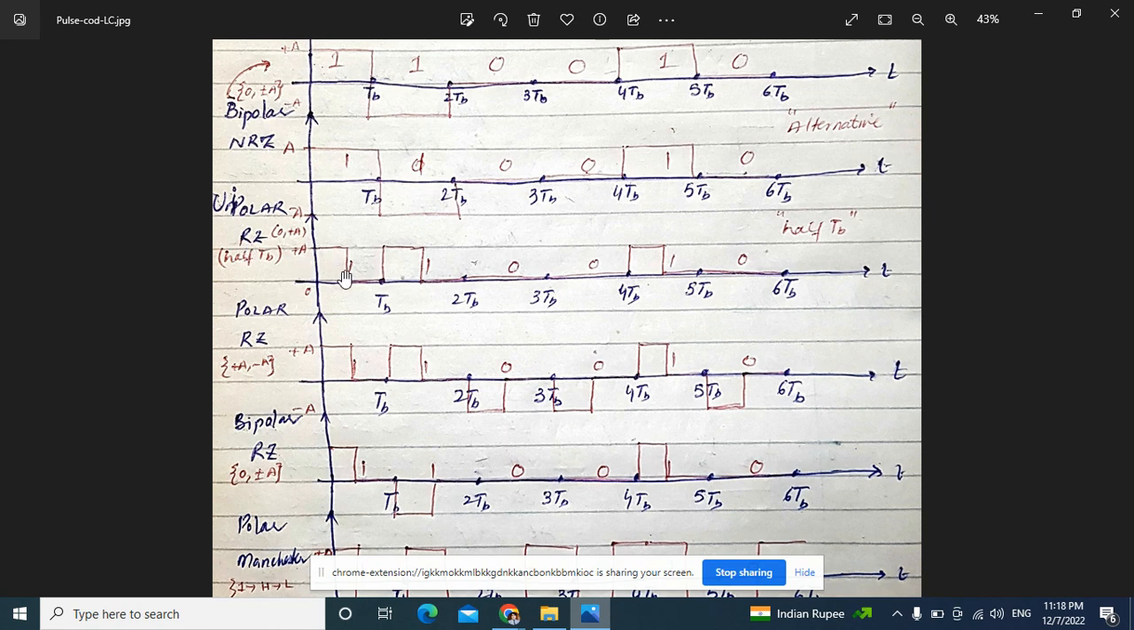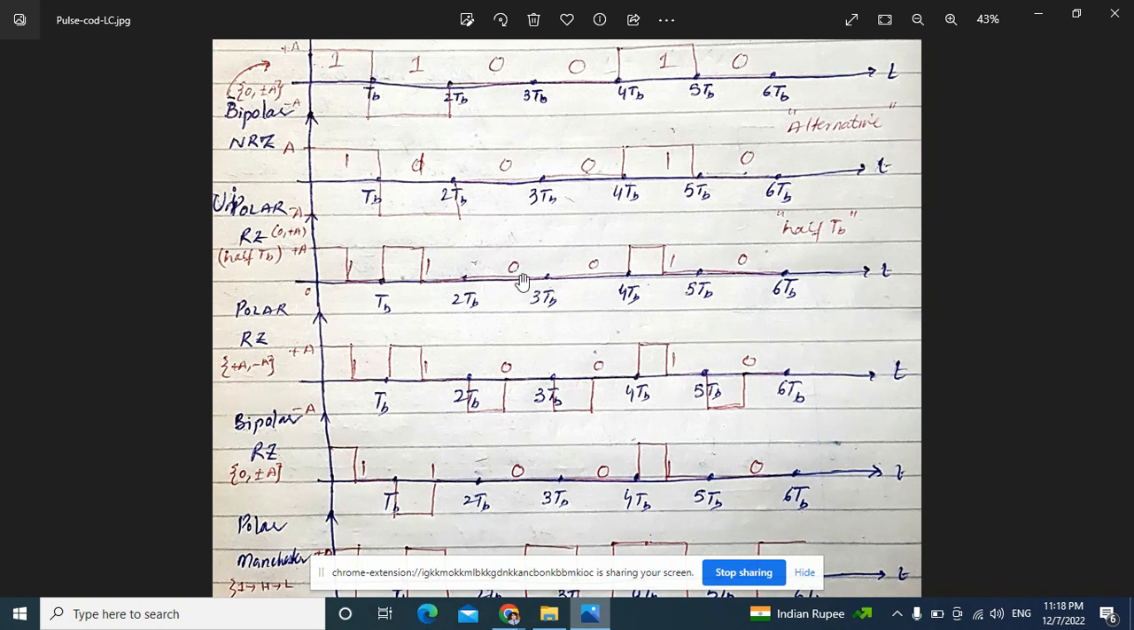The first bit is 1, so you can see for the first half of the bit duration TB the amplitude is positive A, and for the next half the amplitude is 0. The second bit is again 1, so the amplitude is positive for half of the duration and 0 for the next half.